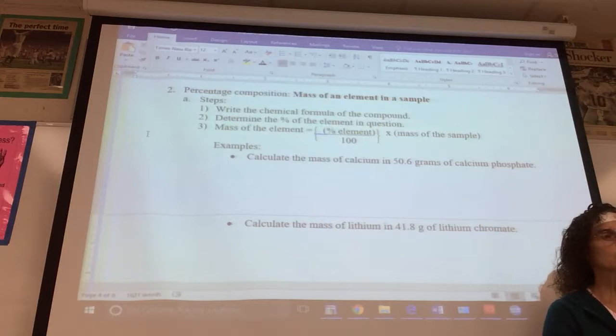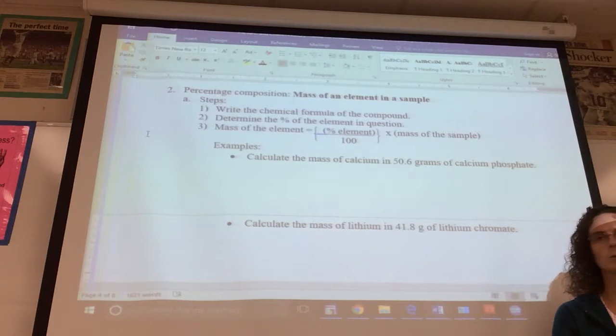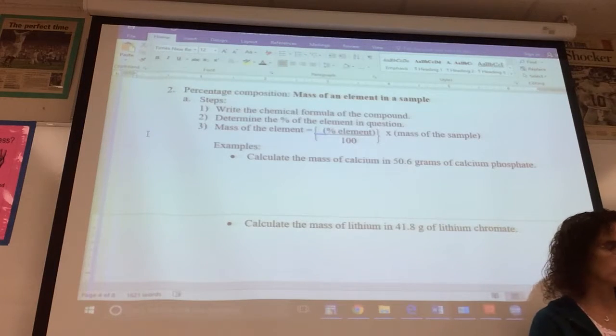Okay, so percentage composition. We know how to get the percent by mass of each element in the compound. Today we're going to talk about how to calculate the mass of an element in a sample, which is very simple, and also the percent of water in a sample, because in the lab on Monday, we are going to be calculating the percent of water in a compound experimentally and then comparing it to what we should have gotten, the accepted value, and I'll explain that in a few minutes.